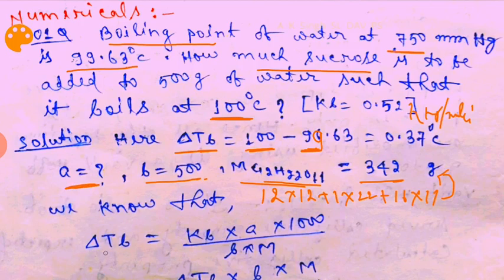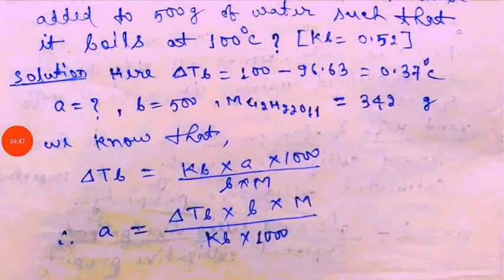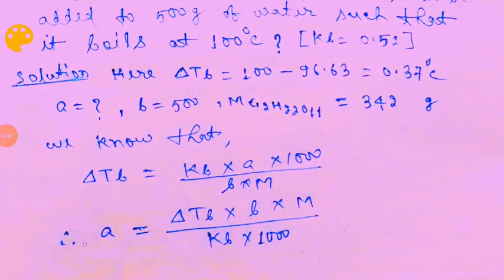We know that del Tb is equal to Kb into A into 1000 by B into M. So what will be the value of A? A is equal to del Tb into B into M by Kb into 1000, where A is the mass of sucrose. It should be calculated.